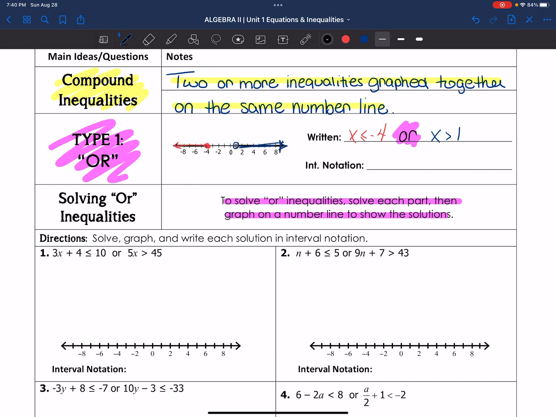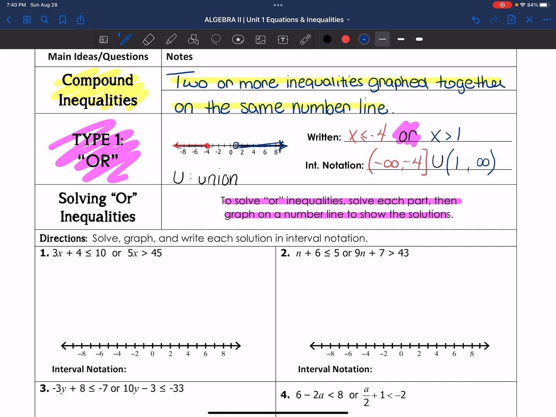And in interval notation, the way we would write this is we're going from -infinity, which is an open boundary, all the way to -4. That's going to close. And then we're going to use this little U. That U right there is for the word union, meaning the joining together of these. And then an open parenthesis, because 1 is an open boundary, all the way to infinity.